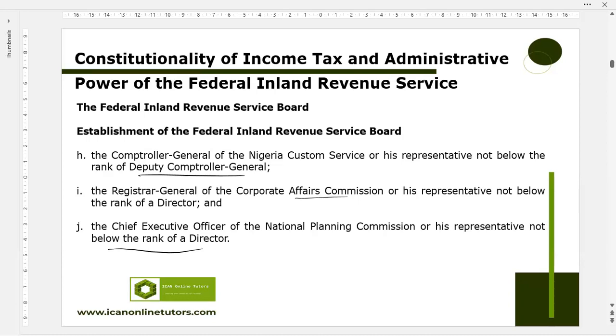How many people do we have on the board of the Federal Inland Revenue Service? Mubarak, are you still in class? Okay, Mubarak is not in class. Bilikis, how many people do we have on the board of the Federal Inland Revenue Service?